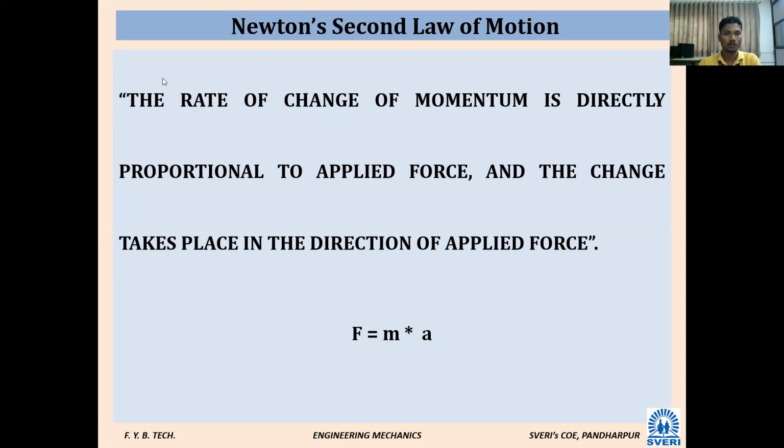Next one is Newton's second law of motion. The rate of change of momentum is directly proportional to the applied force, and the change takes place in the direction of applied force. Okay, F is equal to ma. Meanwhile, you can note this down: the rate of change of momentum is directly proportional to the applied force, and the change takes place in the direction of applied force. So what does it define?